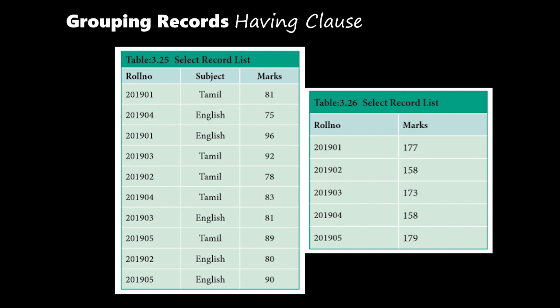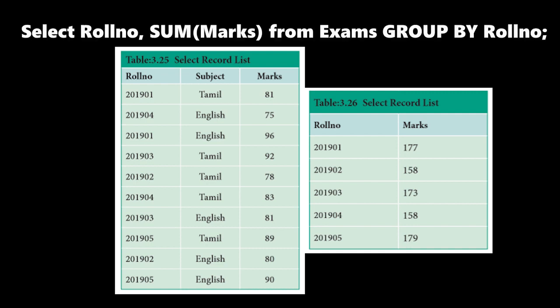Using the group by command, now we are going to group this. Okay, the roll numbers are grouped and the marks are added up against the roll number with sum of marks, right? Here if you see, now we are going to give select roll number, comma, sum of marks, sum, and in the bracket we have to give marks from exams group by roll number. That means we'll get the roll number in ascending order and it will be grouped there. Okay, and for one roll number the marks will be summed.